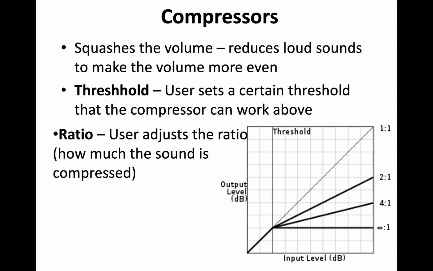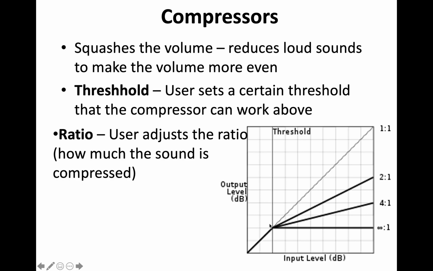Now there are two main controls in the compressor. You've got the threshold and the ratio, your two main controls that you adjust. If we look at this graph here, we've got the input level, which is how loud your signal is measured in decibels, and your output level. So this is essentially your signal strength before it goes into the compressor and then after it leaves the compressor. The threshold is this line here. As you increase the input level, once the sound goes above your threshold, your compressor is going to kick in and start squashing the sound down.